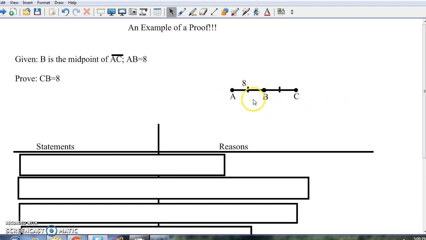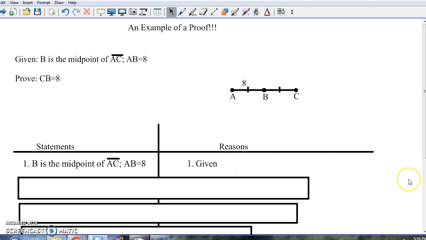B is the midpoint of AC, so I mark what's congruent because I know what midpoints do. And I marked that AB was 8. All right, here's my two-column proof. My statements are on the left, my reasons are on the right. Since we typically start proofs by writing the given information down in the first step, I'm going to write B is the midpoint of AC and AB equals 8 over here. And on the right side, the reason that goes with it, I'm going to write given. So it looks like that.